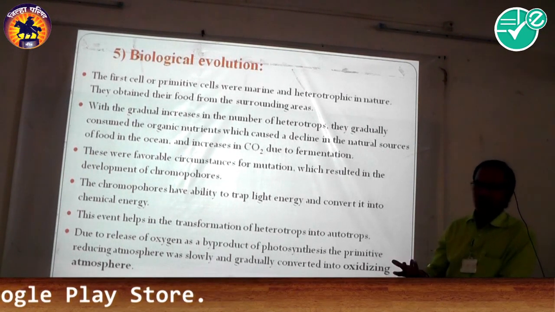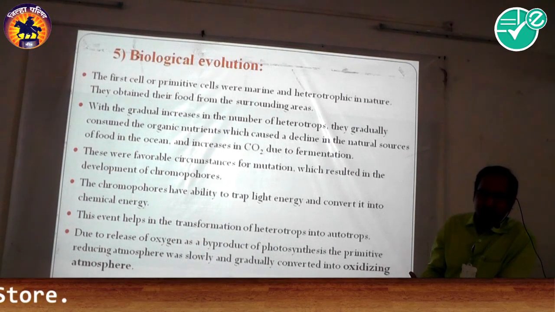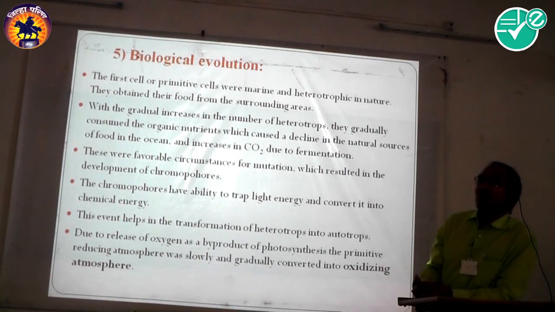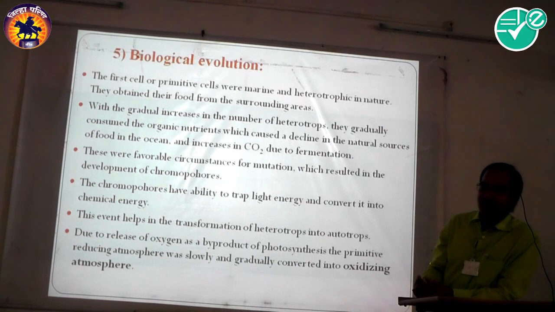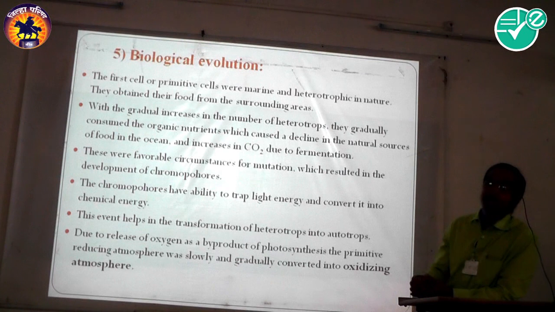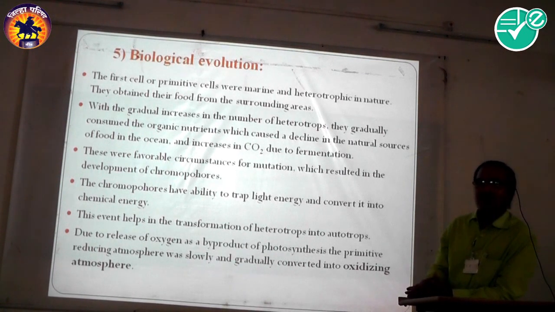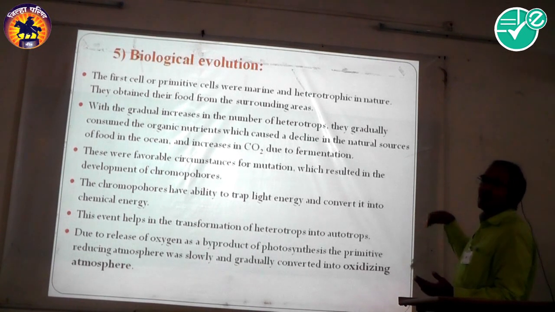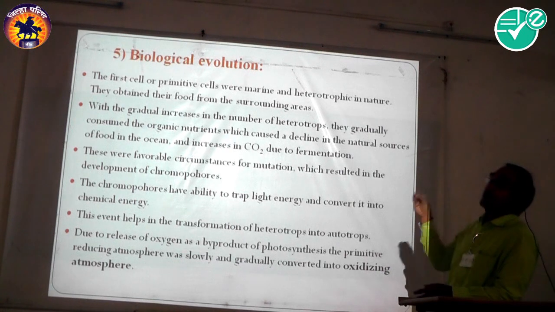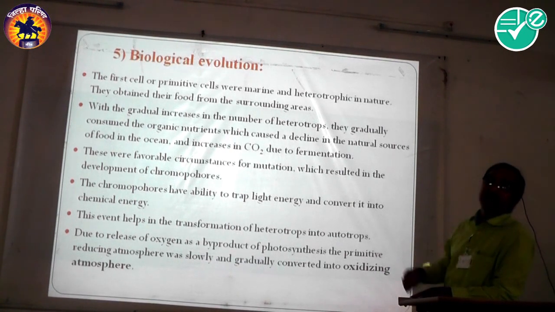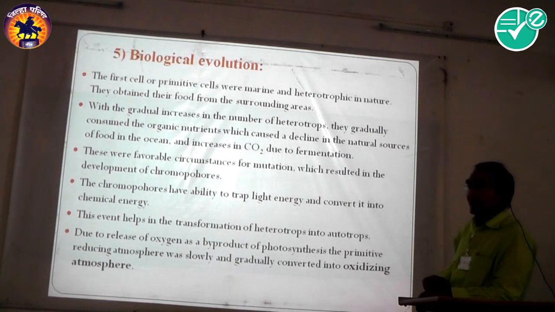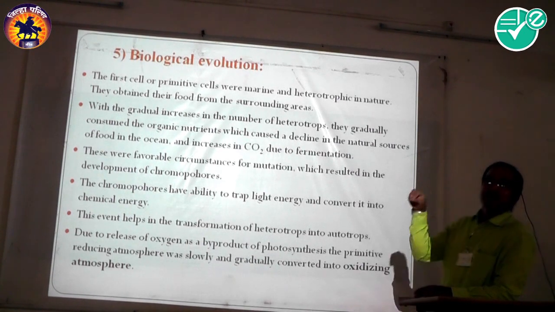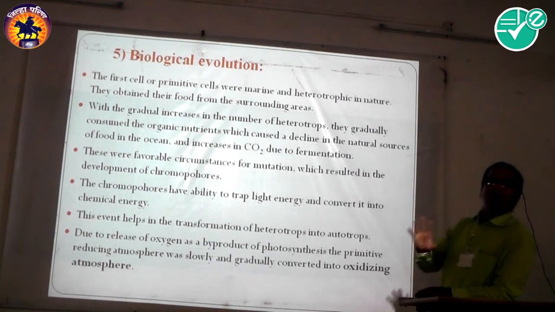You know what is heterotrophic and autotrophic. The organisms that cannot prepare their own food material are called heterotrophic, like us. That means animals. Autotrophic means the plants, which can prepare their own food material by using sunlight, carbon dioxide and water. But the first cell formed in that water was heterotrophic in nature. That means on this earth, firstly, the animals were formed.